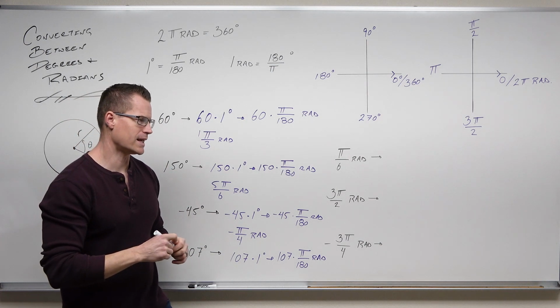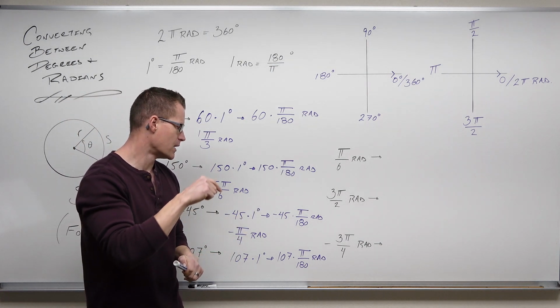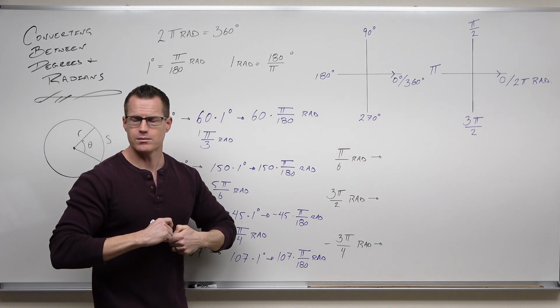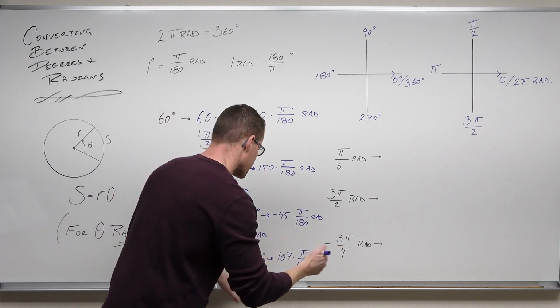Oh, sorry, 1.868. So on your calculator, just do 107 times the pi button divided by 180, and you get that 1.868.